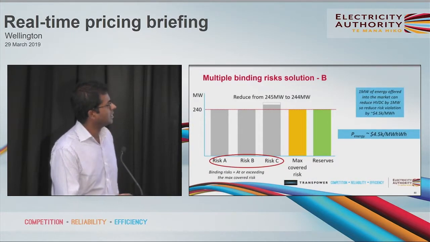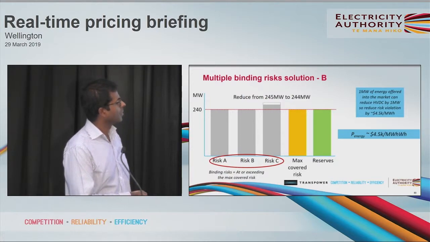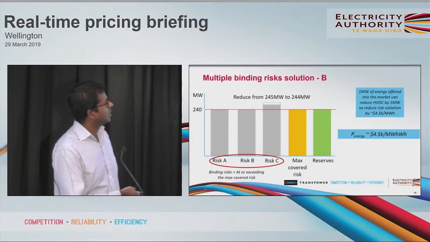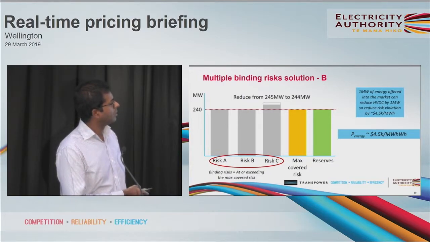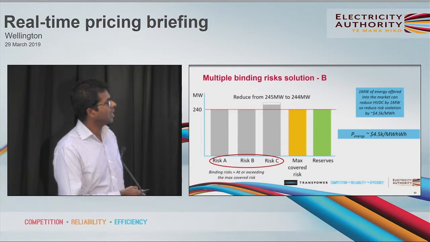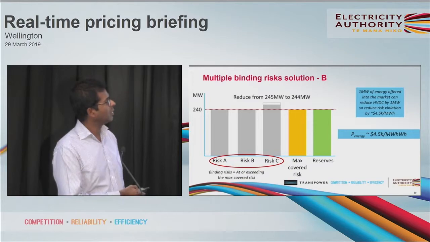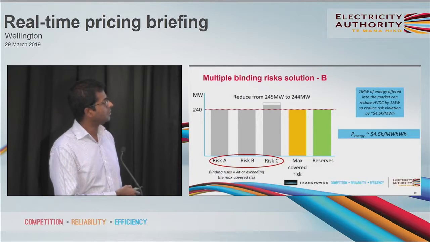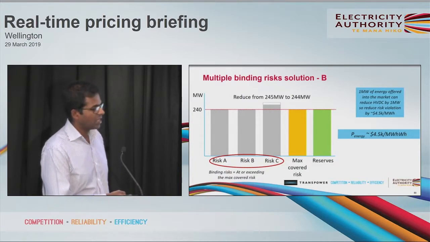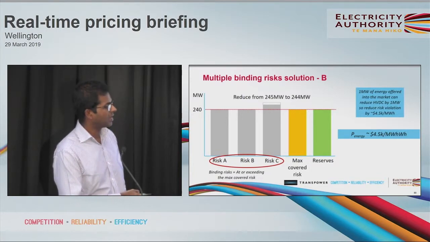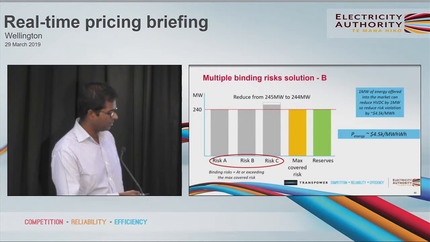But to calculate the price is a little bit trickier in this case. So what happens here is that your 1 megawatt of energy, if you were to offer it into the North Island, SPD will tell you, well, if you give me 1 megawatt of energy, I can reduce the HVDC by 1 megawatt. And if I reduce the HVDC by 1 megawatt and it is violating the risk, I can save 4.5K, which is the violation price.